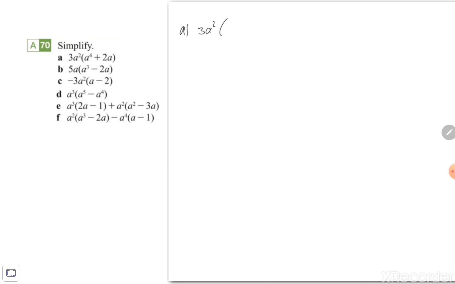3a squared, need to multiply it with a to the power 4 plus 2a. Alright, step number 1 is to multiply it with 3a to the power 4, so that's 3a to the power of 6. And step number 2 is 3a squared multiplying with the 2a. So that's 3 times 2 is a positive 6, and a squared times a is a to the power of 3. So that's exercise A.